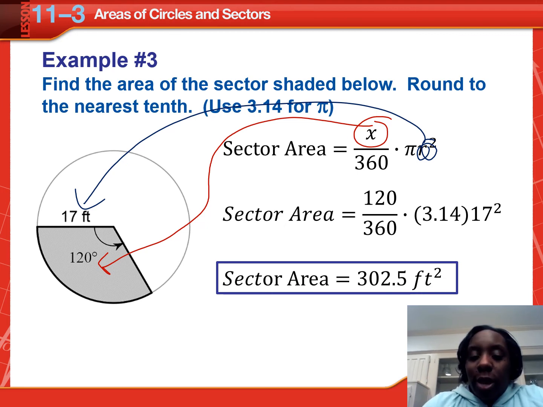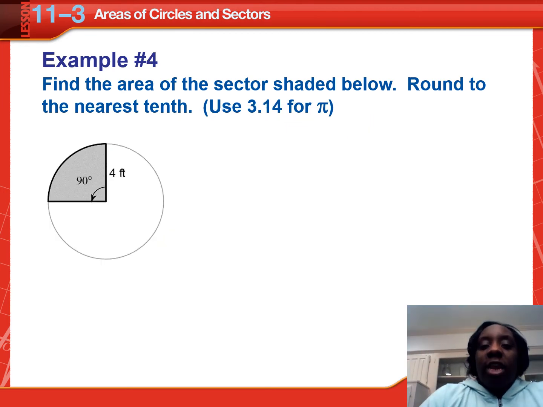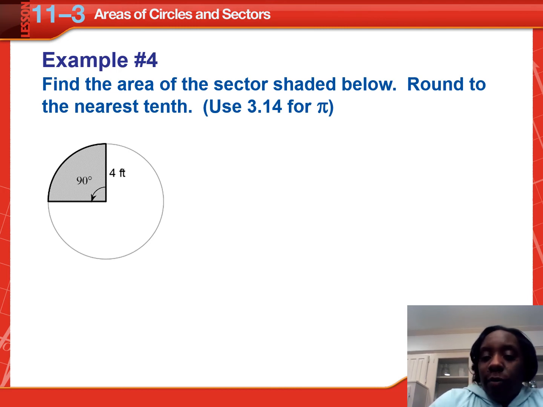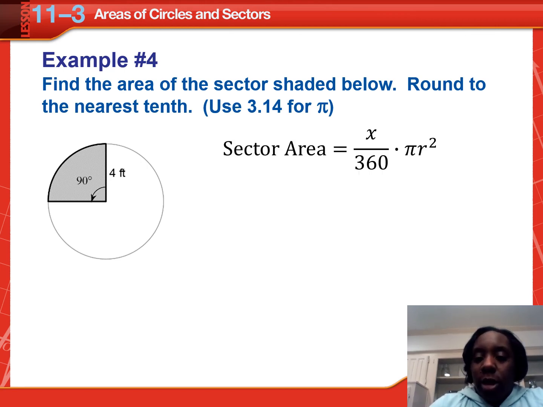All right, so this is our last example. I think I can get under 8 minutes. Find the area of the sector shaded below, round to the nearest tenth. Use 3.14 for pi. All right, so here's where you should pause the video and try it yourself. I'm going to give you a countdown. 5, 4, 3, 2, 1. You should be back. And you should have worked out the problem. Let's see if you're right.